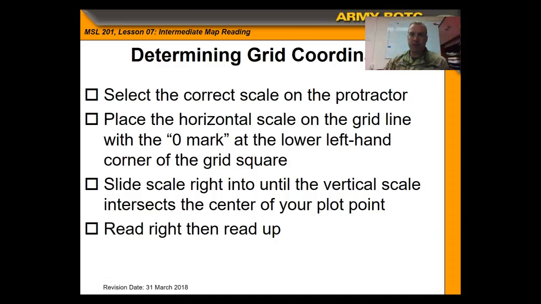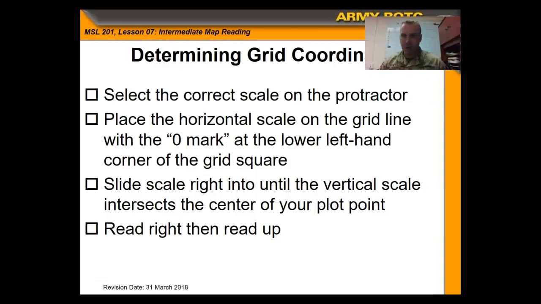All right, so there's a cardinal rule of reading grid coordinates, and that is always read right and up. Whenever you're reading your grid coordinates, the first set of numbers that you're going to read are going to be read from the right, and then your second set will be read from up, from bottom to top. And I'll show you here what I mean in a second.